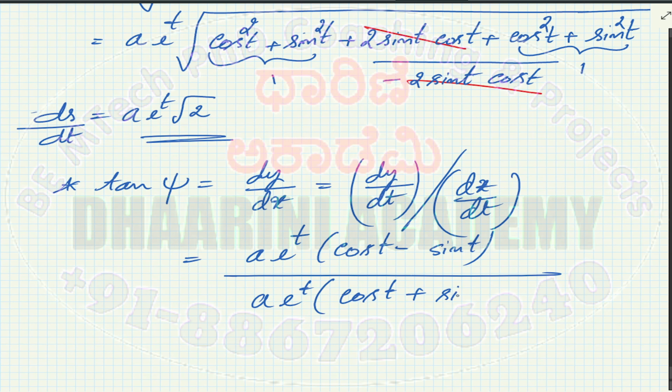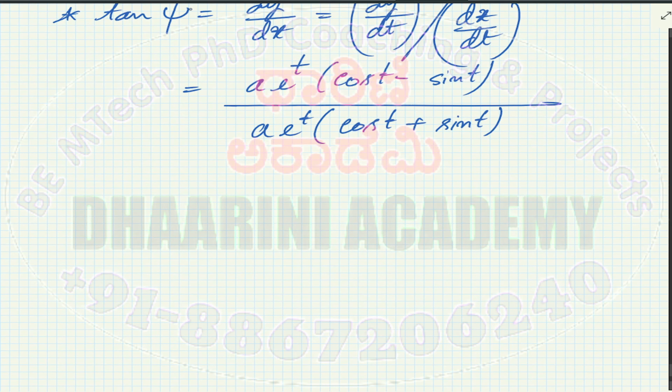(cos t plus sin t). Okay, so it's very clear that a e to the t, a e to the t will cancel. After that I'm left with cos t minus sin t and cos t plus sin t. So we have substituted the dy by dt whole divided by dx by dt. It's clear that e to the t is common in both, so we are left with just cos t minus sin t in the numerator, and in the denominator we are left with cos t plus sin t.